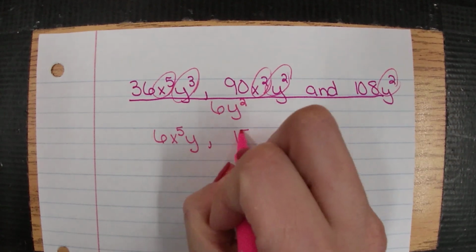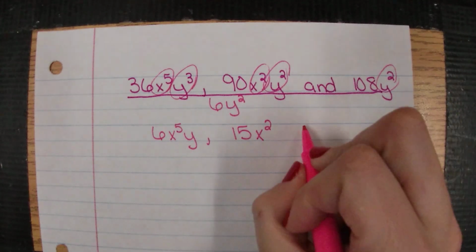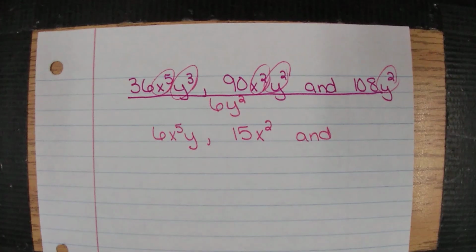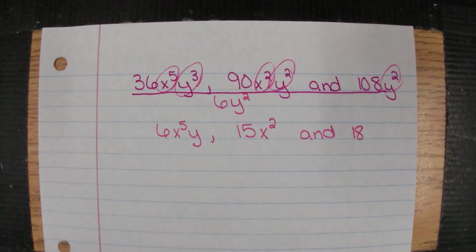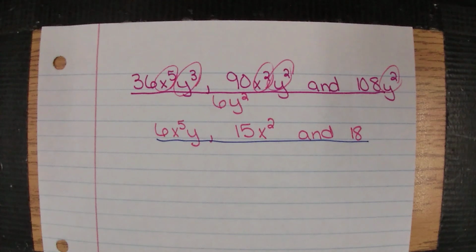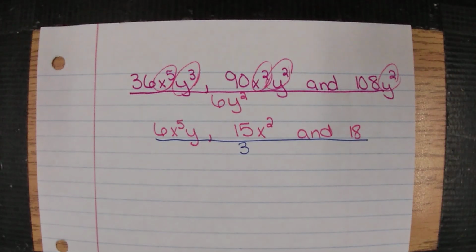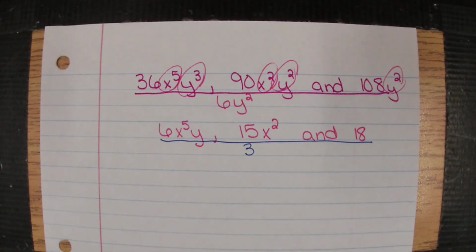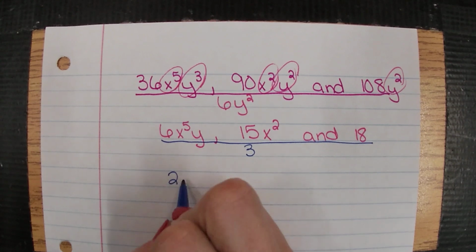90 divided by 6 is 15. x squared. Those y's cancel. Let's see, 108 divided by 6 is 18, and the y squareds cancel. Then I'm going to repeat that process. What number can I think of that will go into 6, 15, and 18? Well, that's a 3. As long as I did my variable correctly the first time, I don't have to do that anymore. So 6 divided by 3 is 2.